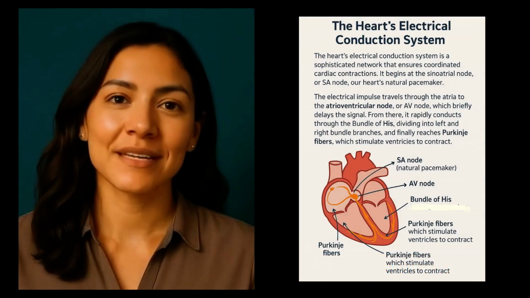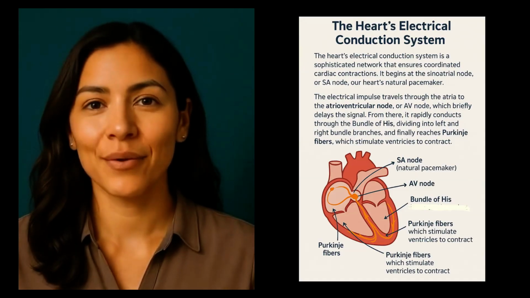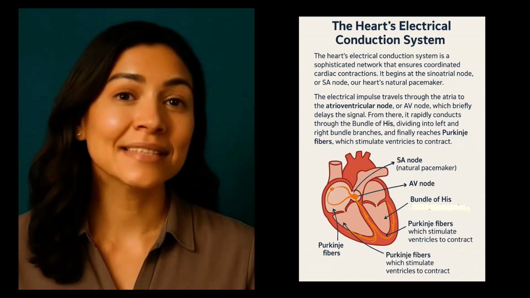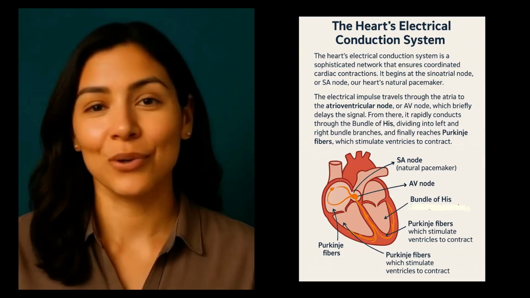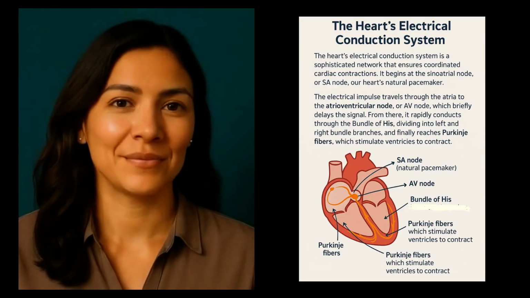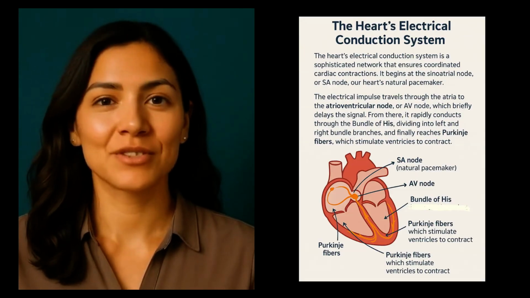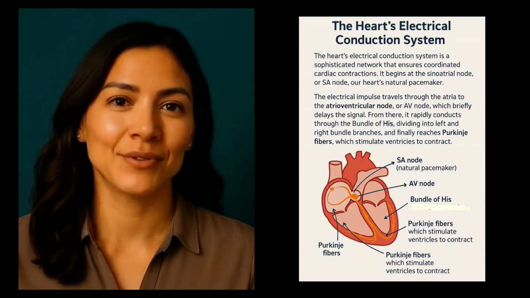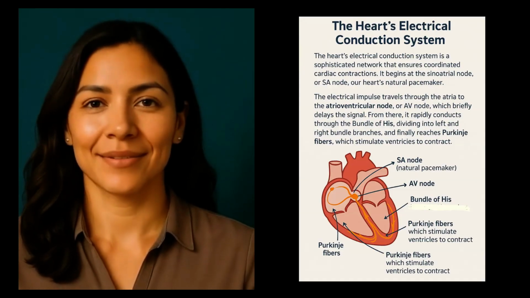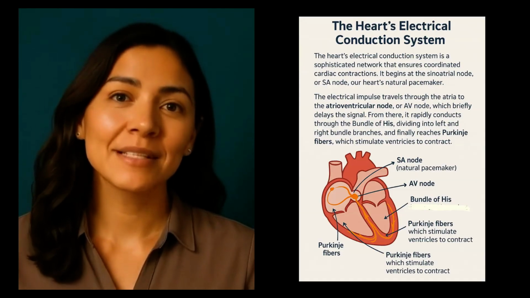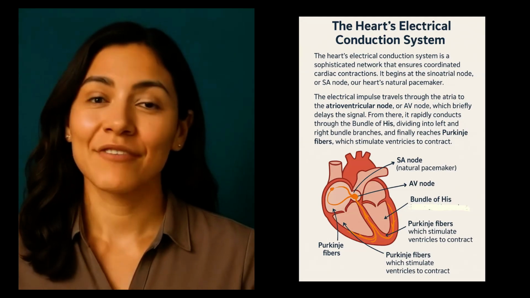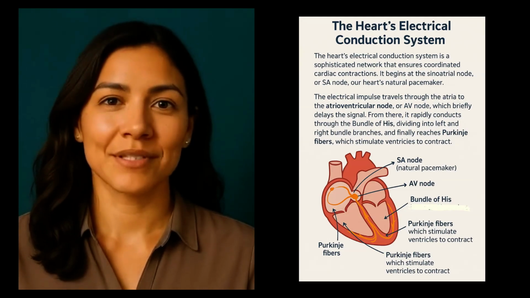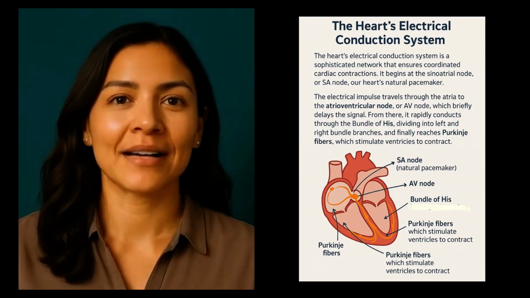The heart's electrical conduction system is a sophisticated network that ensures coordinated cardiac contractions. It begins at the sinoatrial node, or SA node, our heart's natural pacemaker. The electrical impulse travels through the atria to the atrioventricular node, or AV node, which briefly delays the signal. From there, it rapidly conducts through the bundle of His, dividing into left and right bundle branches, and finally reaches the Purkinje fibers, which stimulate the ventricles to contract.